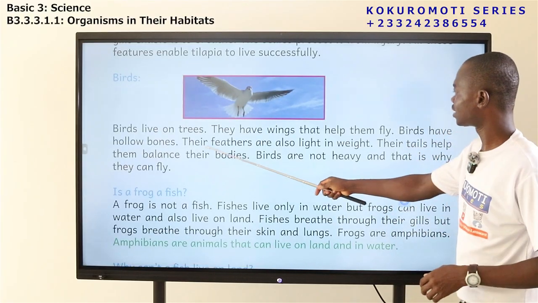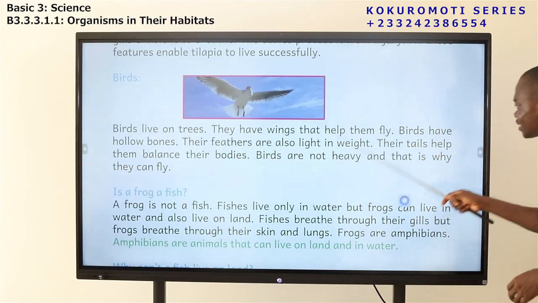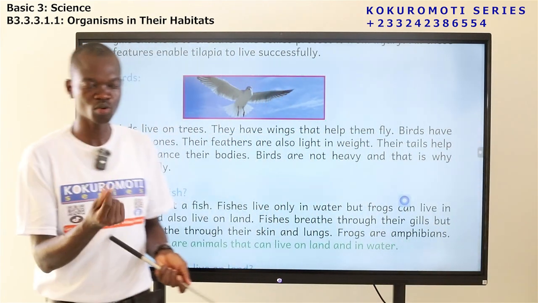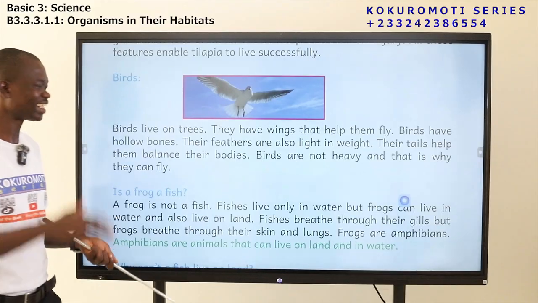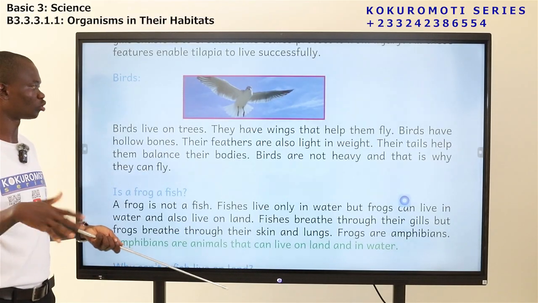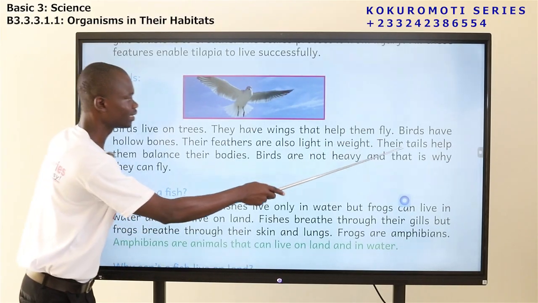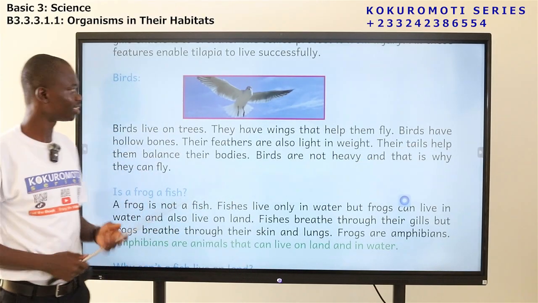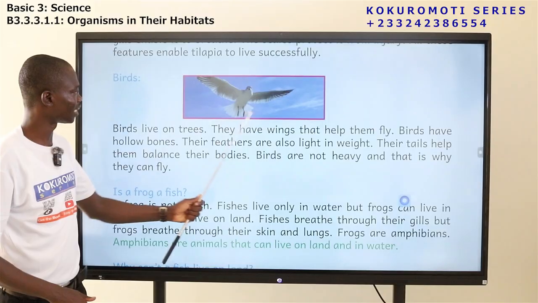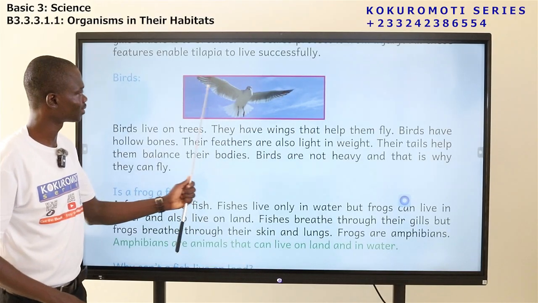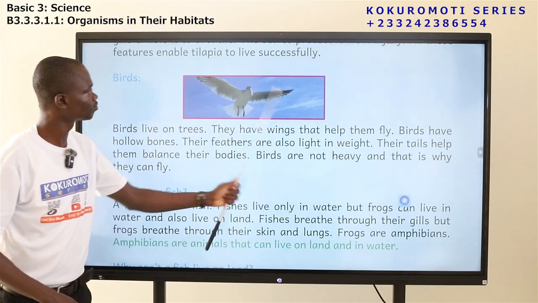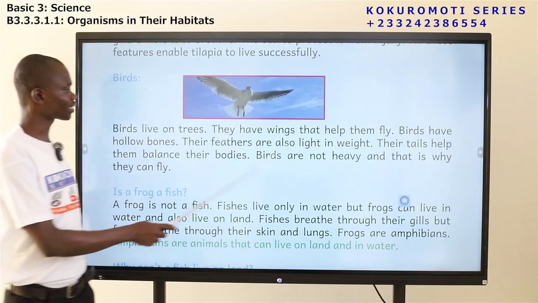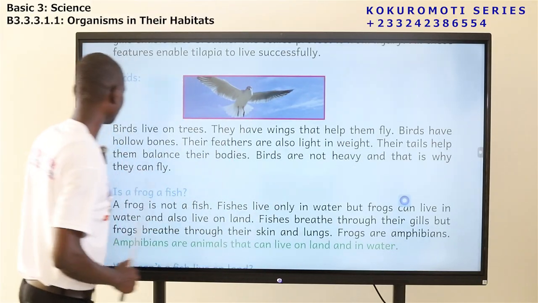Okay, so their feathers are also light in weight. You know, birds have feathers. Their feathers are so light that it doesn't weigh them down. They are able to control themselves in the air. Their tails help them balance their bodies. This is their tail. And these are the wings, and then the feathers. So because of this feature, they are able to what? They are able to fly. Birds are not heavy, and that is why they can fly.